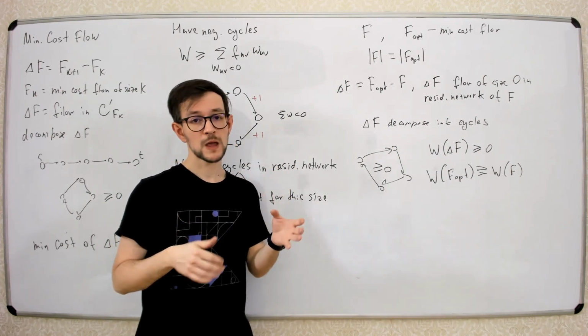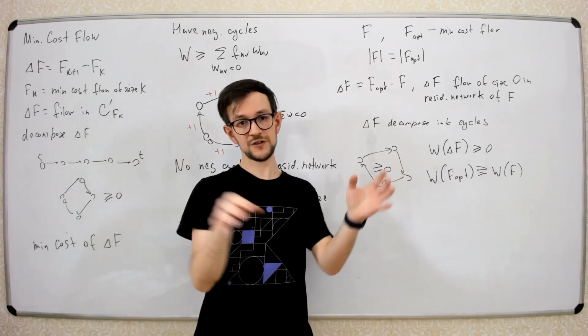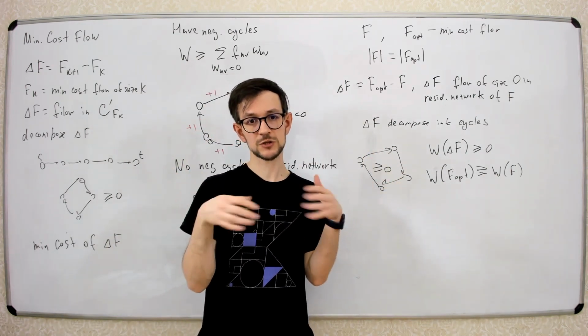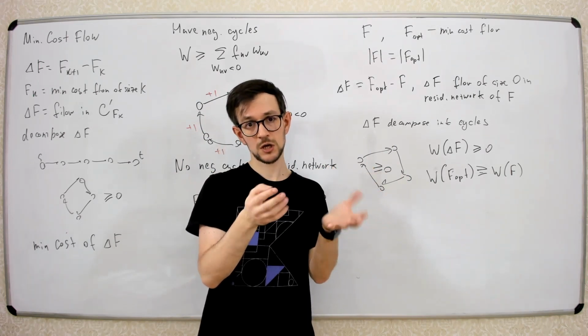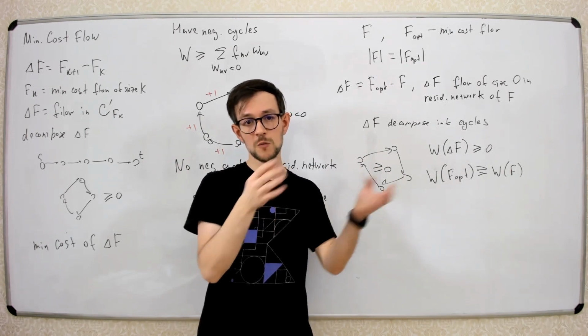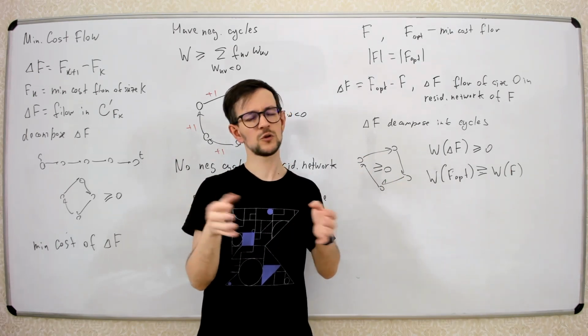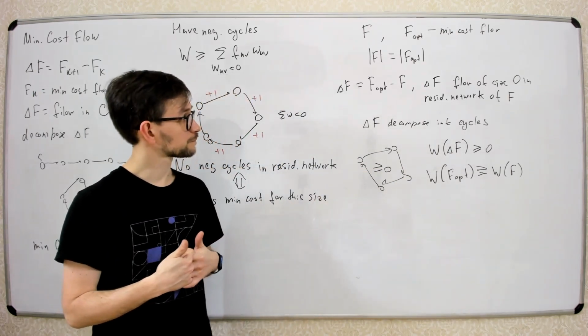Again, what I want to do, I want to look at the difference between two flows, my flow and the optimal flow. This difference is just some circulation, so it's a flow of size 0. We can decompose it into cycles. Each cycle is non-negative, so the difference is non-negative. It means that the optimal flow is not less than my flow. Ta-da! That's all.